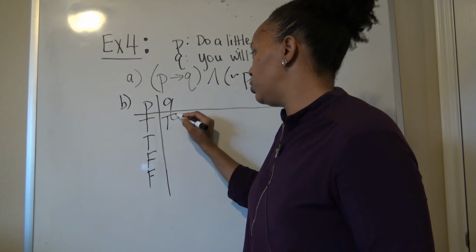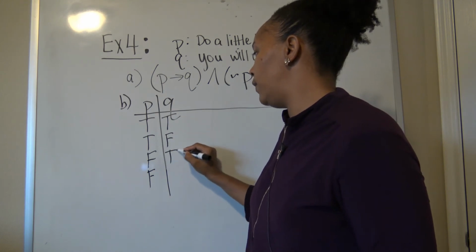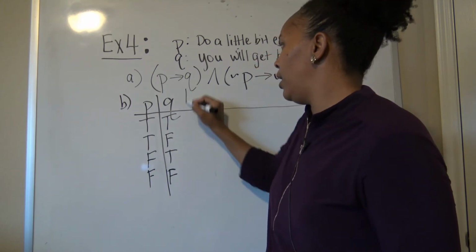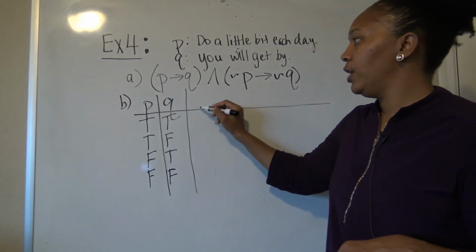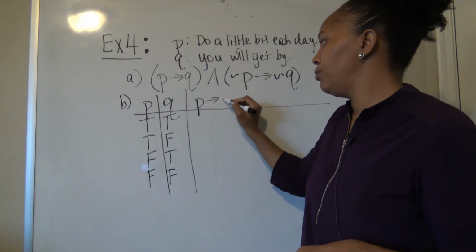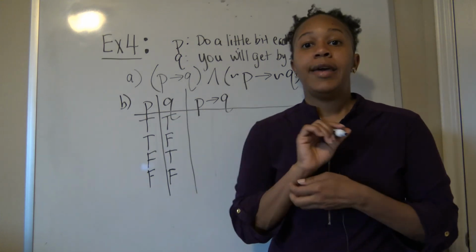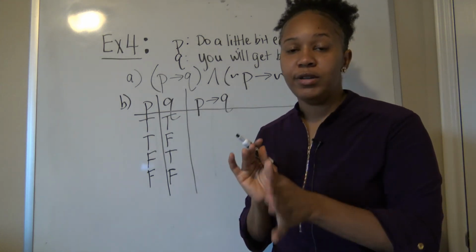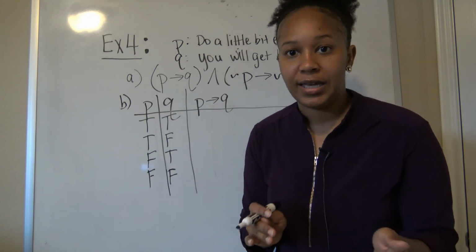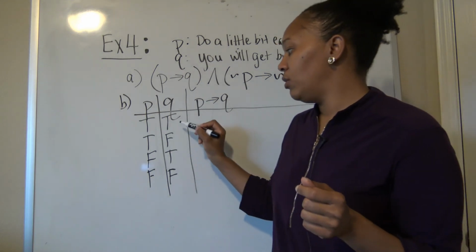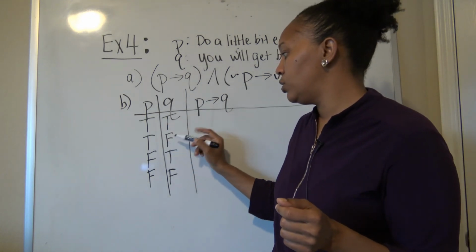And that's true, false, true, false. So we always start like that. And then the first statement we have here is P implies Q. And remember with the conditional, it's false when the first statement is true and the second statement is false. So it's false here when the first one is true and the second one is false.